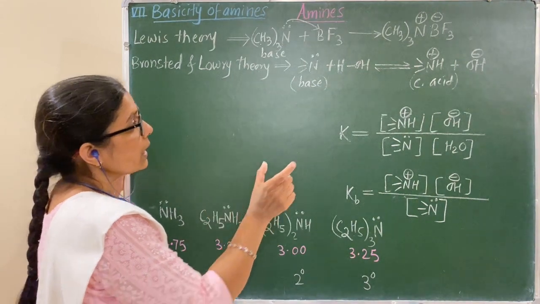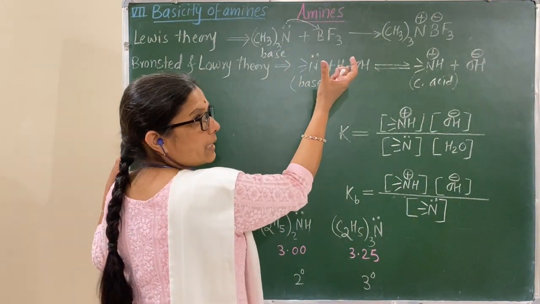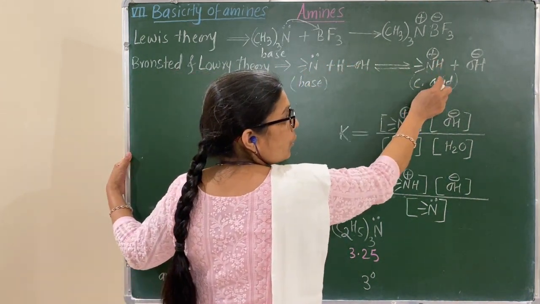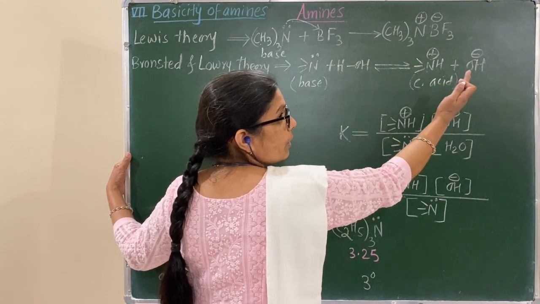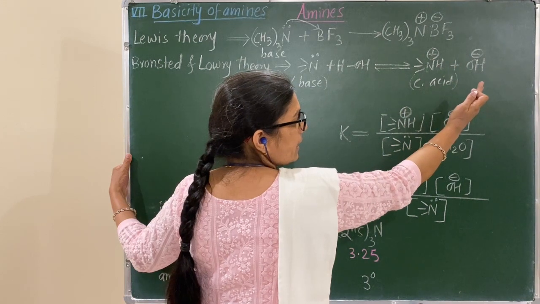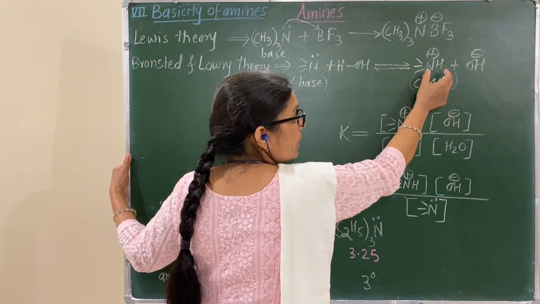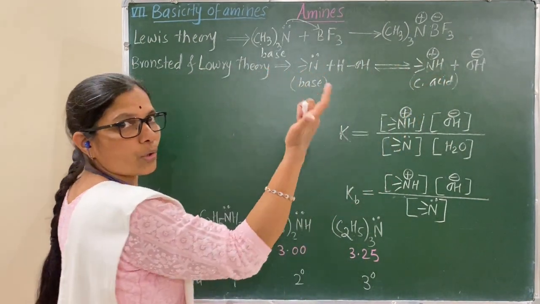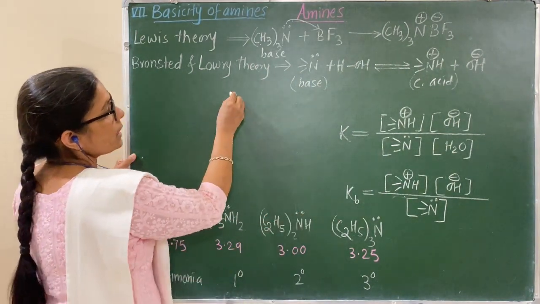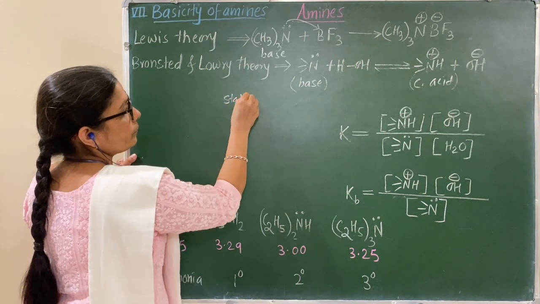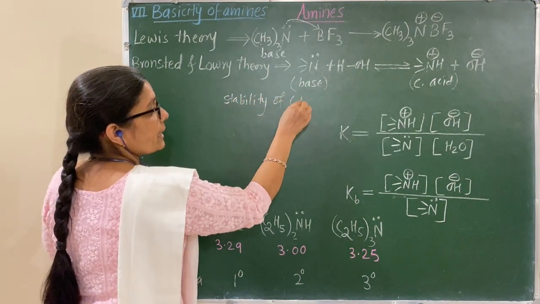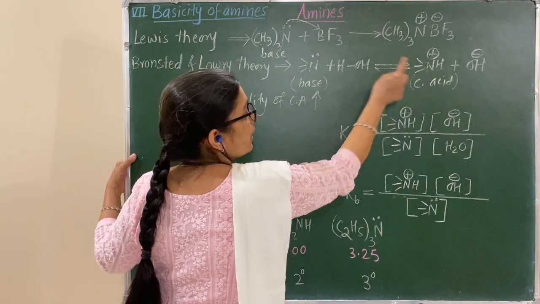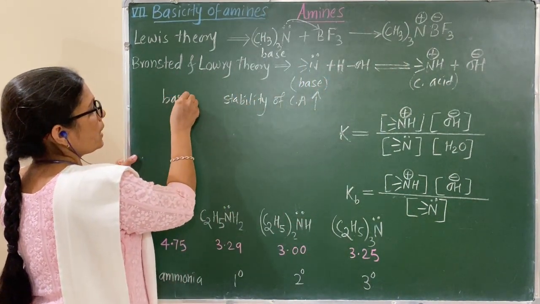Now see here, if this base is a strong base, then it easily abstracts that H plus ion and is easily converted into the conjugate acid. That is, the forward reaction is more and more, the reaction goes towards the right hand side. That is, if the conjugate acid is more stable, then this base is stronger. The stability of the conjugate acid is more, so the strength of the base is more.